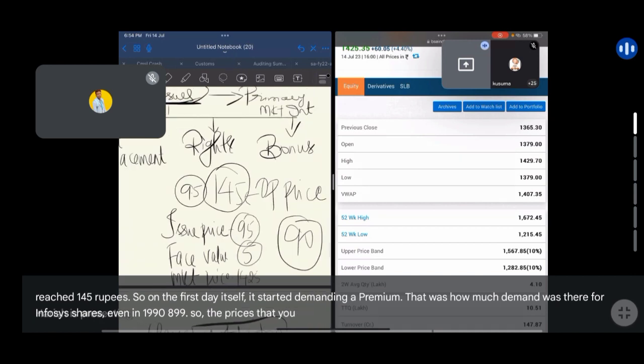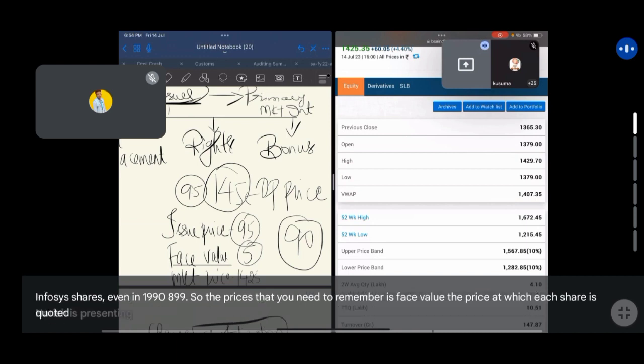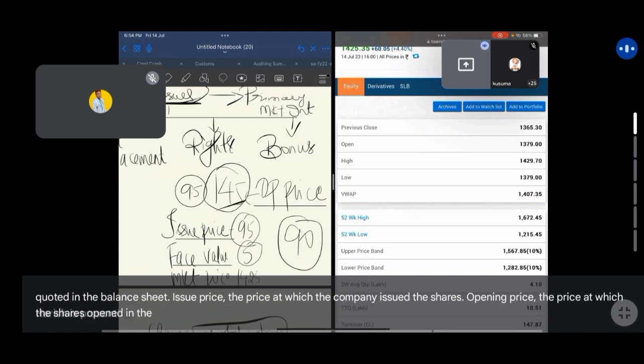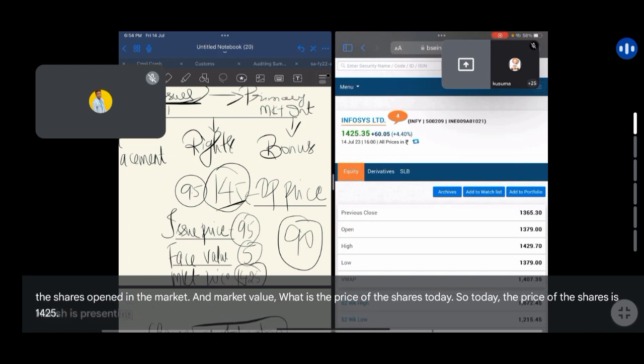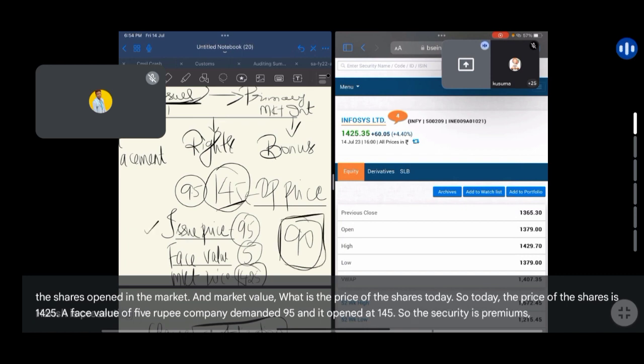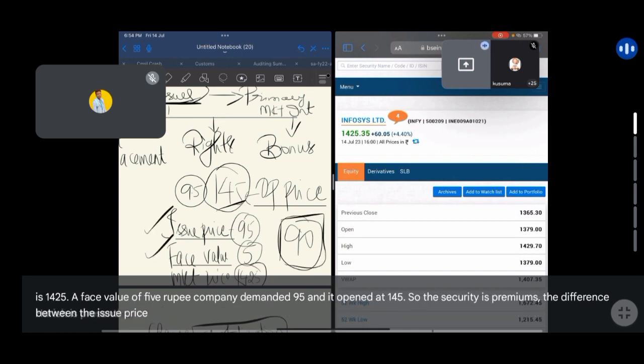So the prices that you need to remember are: face value, the price at which each share is quoted in the balance sheet; issue price, the price at which the company issued the shares; opening price, the price at which the shares opened in the market; and market value, the price of the shares today. So today the price of the shares is 1425, with a face value of 5 rupees. The company demanded 95 and it opened at 145. So the securities premium is the difference between the issue price and the face value.